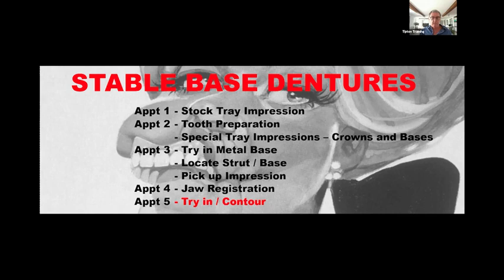The teeth are going to be, as we mentioned, either ceramic or gold teeth. In this case, they're going to be ceramic teeth. He's going to put the ceramic teeth onto the base, and we're now going to go through appointment number 5, try in the dentures and the crowns and start to shape them.